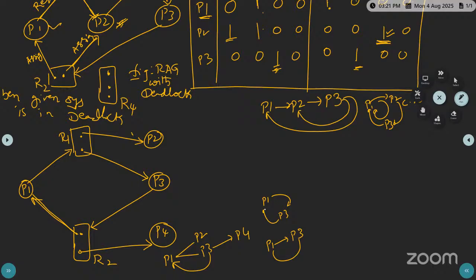A cycle means it is closed: you are depending on that, and that is depending on you. Otherwise, if you are depending on someone else, who is depending on some other, and that someone else is depending on you again, then this is forming a cycle. Then we can say it is deadlock or not. Is it in deadlock or not? Yes, it is in deadlock. And the answer is yes, it is deadlock. Right? No. The answer is wrong. It is not deadlock.